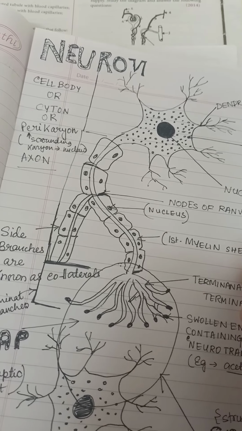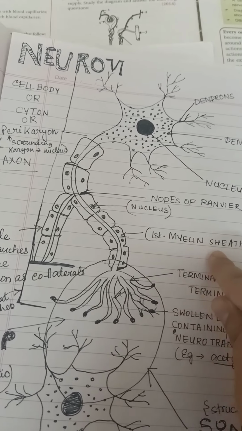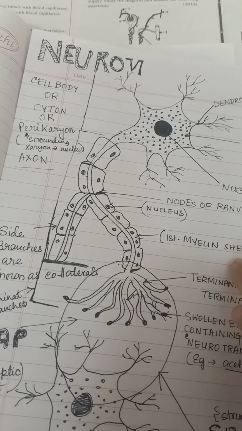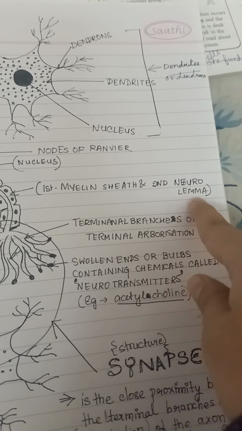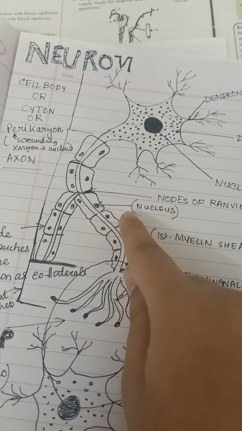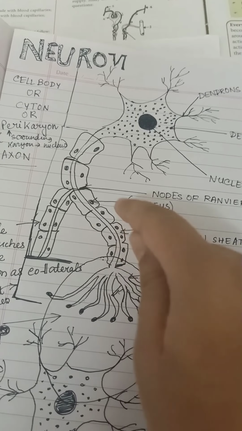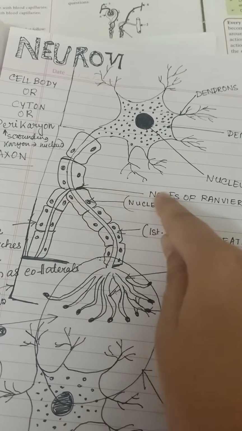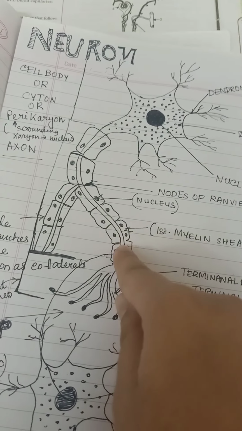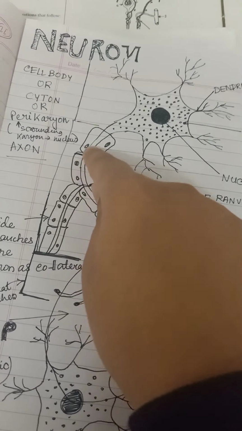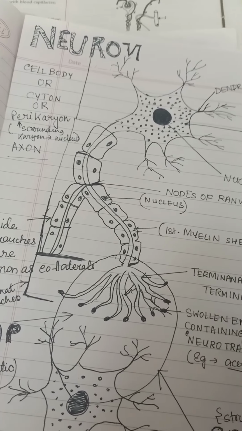The places where there is no myelin sheath, or the myelin sheath is absent, there we can find the neurolemma. It is the second layer, whereas there are numerous gaps where the myelin sheath is not there. These gaps are known as the nodes of Ranvier. The myelin sheath plays an important role in keeping the neuron self-independent. The myelin sheath is white in color.